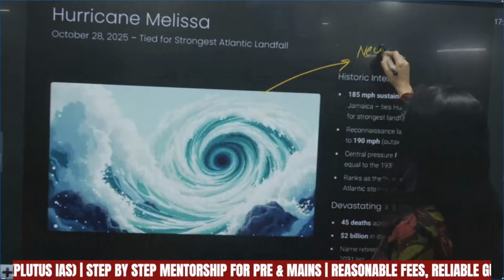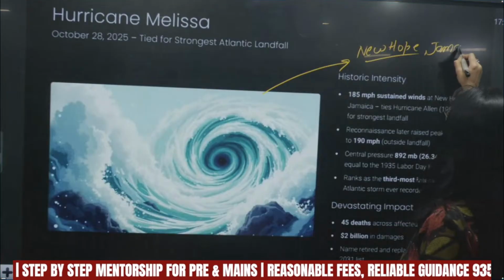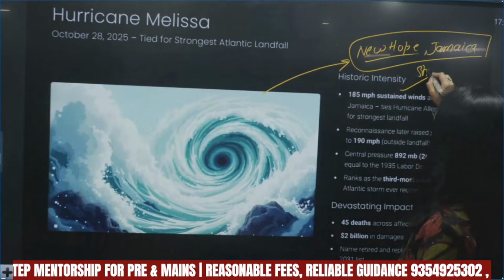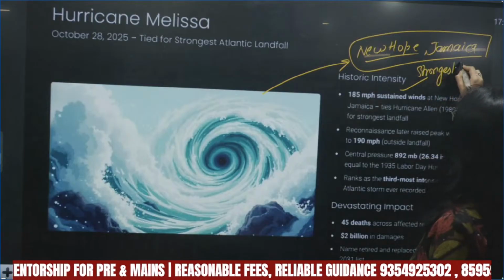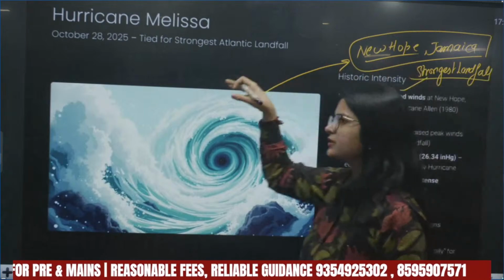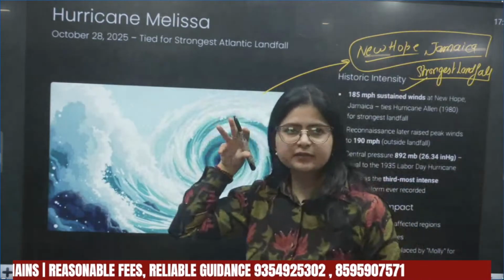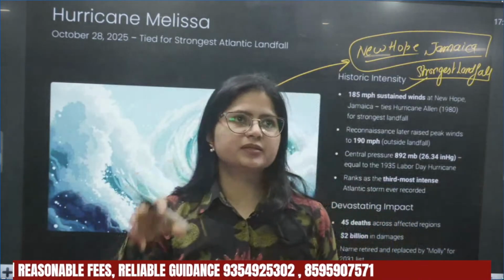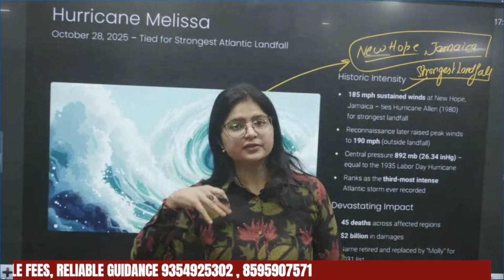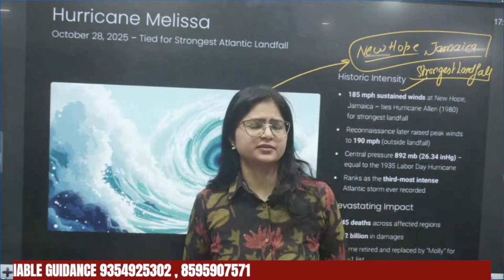It came in Newport, Jamaica. And it has the strongest landfall. I was talking about the strongest landfall. What is this landfall? Landfall means when it is about to come to the sea coast. The speed at which it is coming and hitting over there depends a lot on how much destruction it will create in that particular area. If it is coming with a very high intensity, obviously destruction is going to be more.